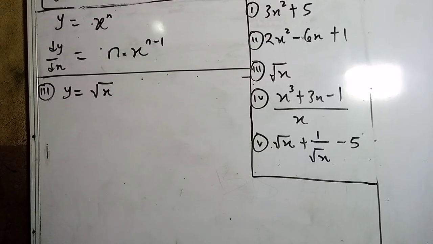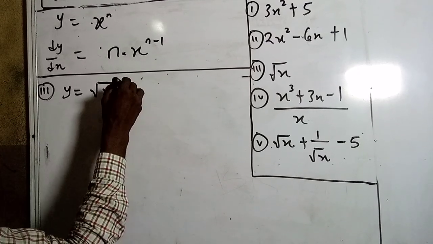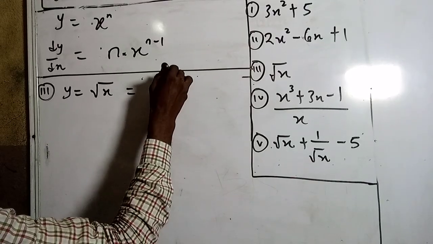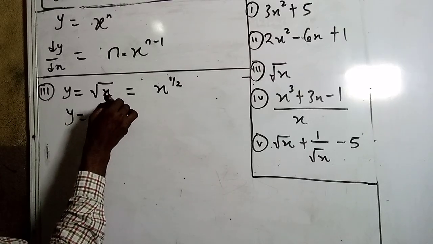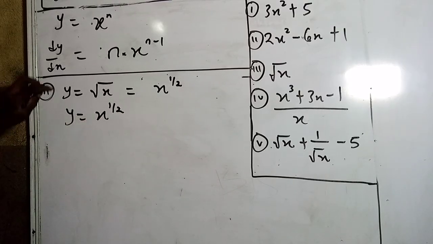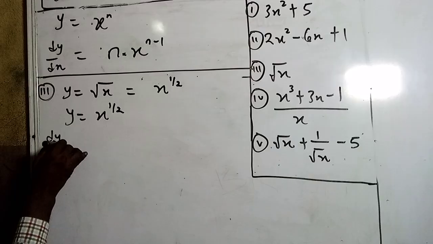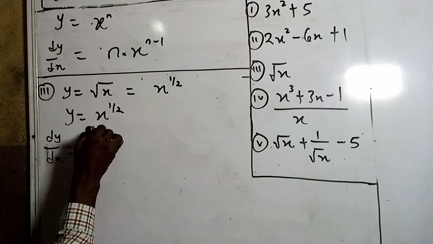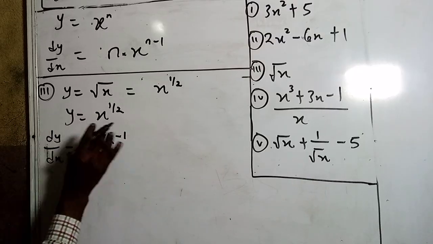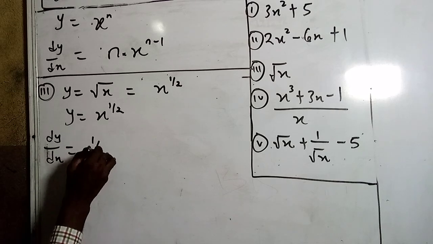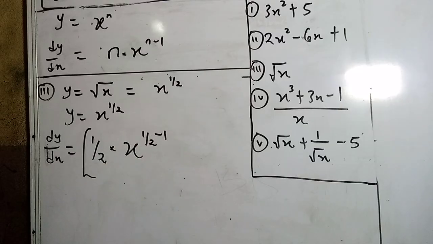The next question says y equals root x. For this one, I can write the expression as x to the power 1 over 2, from the law of indices, so y equals x to the power 1 over 2. So what do I do for the power? Multiply by the power and subtract 1 from the power. So my dy/dx will then be equal to x to the power 1 over 2 minus 1. Then I'll multiply by 1 over 2. Then subtract 1 from 1 over 2.